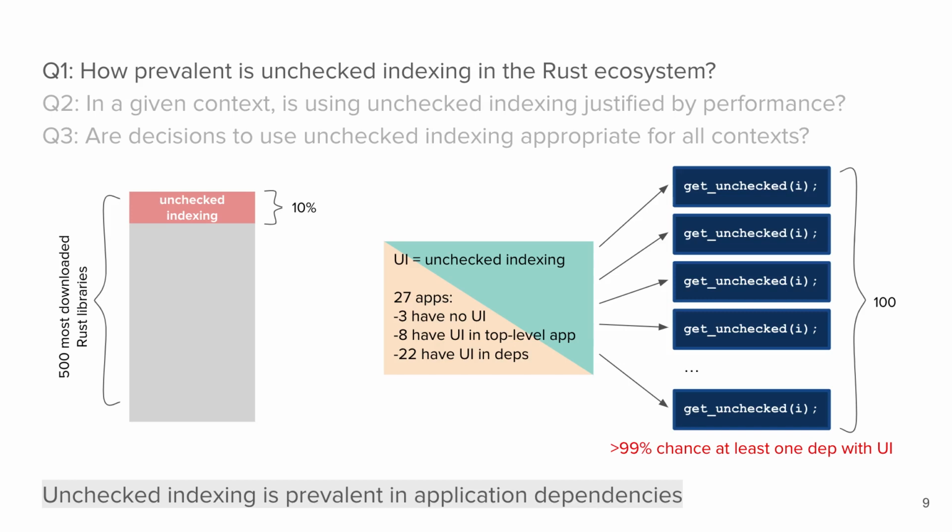If one application depends on 100 libraries, and each library has about a 10% chance of containing unchecked indexing, then there is a greater than 99% chance that at least one dependency has unchecked indexing. This indicates that unchecked indexing is prevalent in the Rust ecosystem through application dependencies.